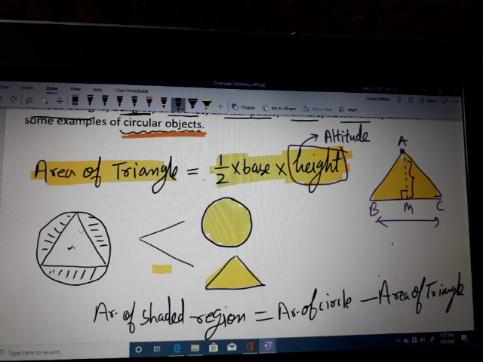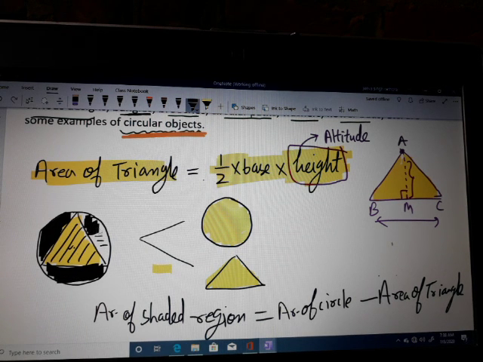Subtraction means you are removing this part. You are removing this part from the circle. If you remove this part of the circle, this triangle from this circle, you will get the left part as the area. You will get this region left behind. You have to find the area of this black region.